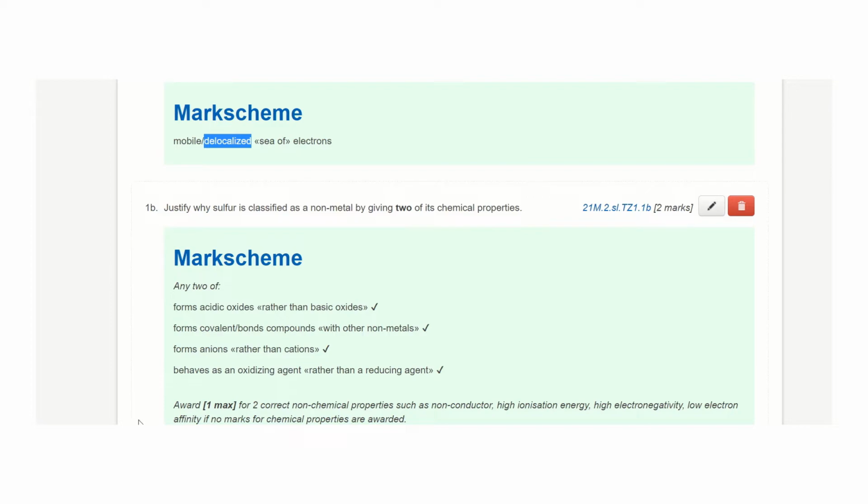Now, with these mark schemes, to get a complete 2 marks for this question, you need to name 2 chemical properties. However, if you talk about things like being a non-conductor because it's a non-metal, or that it has a high ionization energy or high electronegativity or low electron affinity, if you answer 2 of these, then you get a maximum of 1 mark, okay? So it's very important, like I said, to recognize the difference between chemical properties and physical properties.